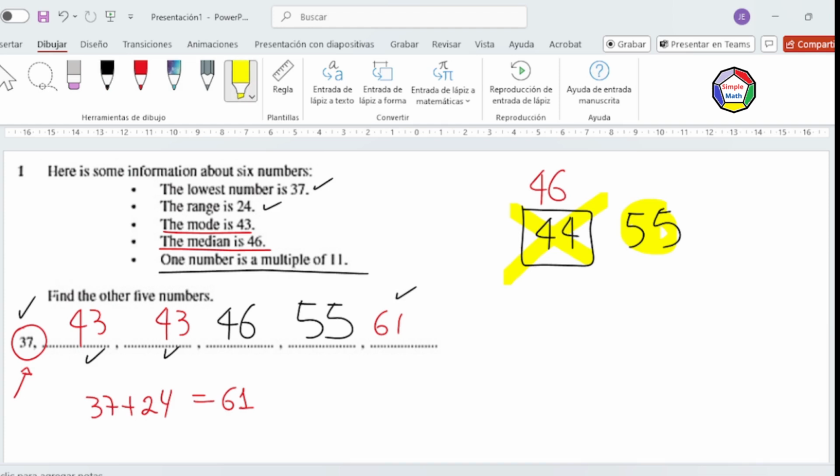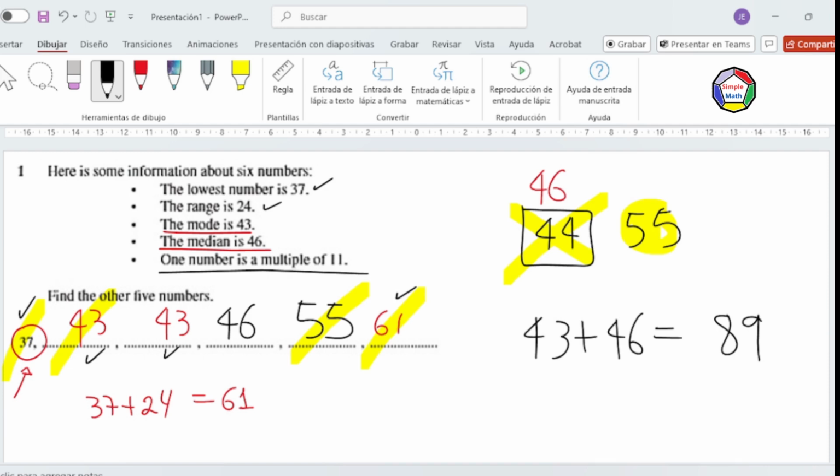So how do we calculate the median? We cancel 1 in the left, 1 in the right. 1 in the left, 1 in the right. Oh my God. What happened here? So we need to get the average. 43 plus 46. How much is 43 plus 46? That is 89. And 89 divided by 2, oh my God, doesn't work. 44.5.